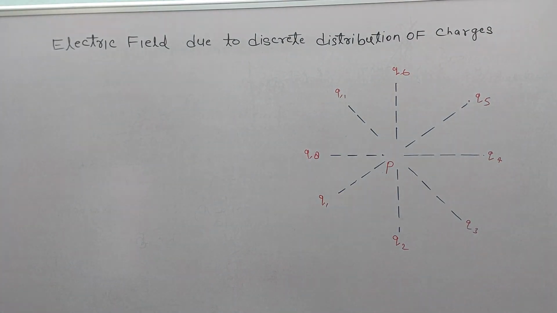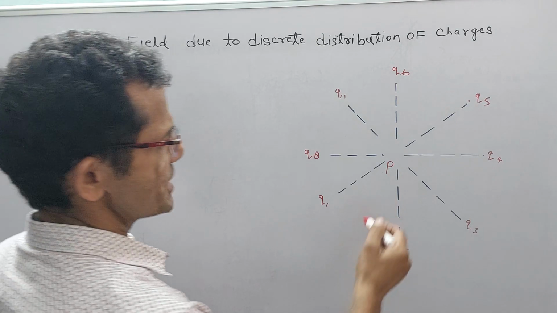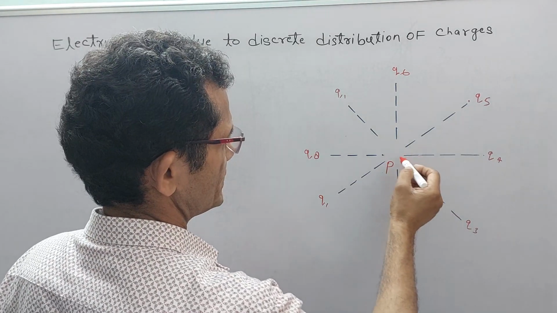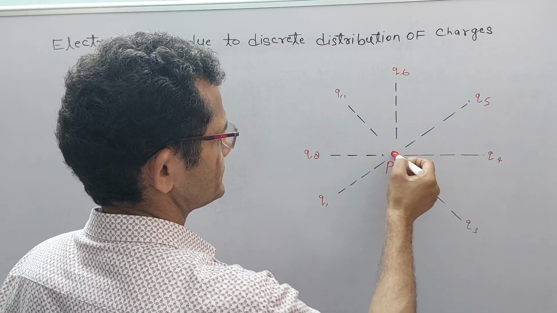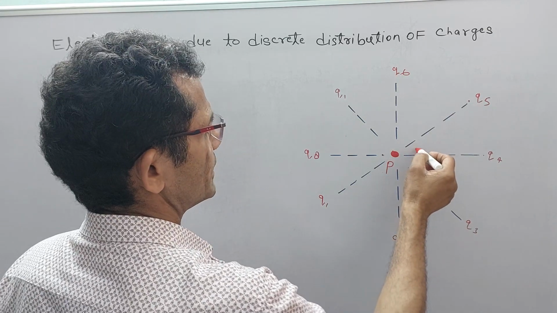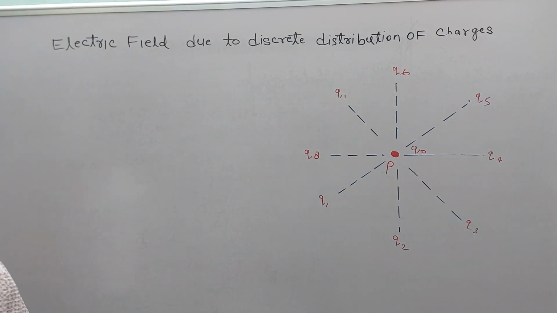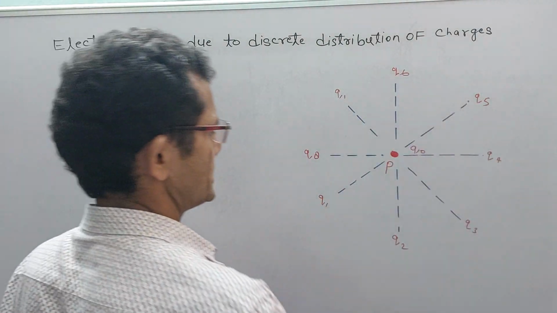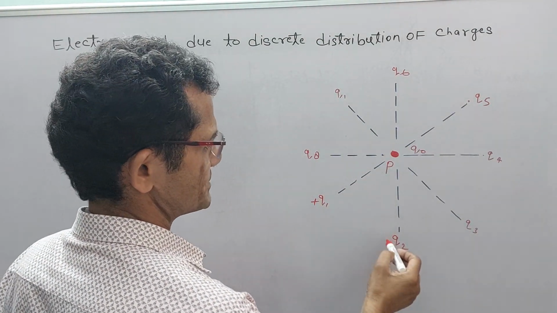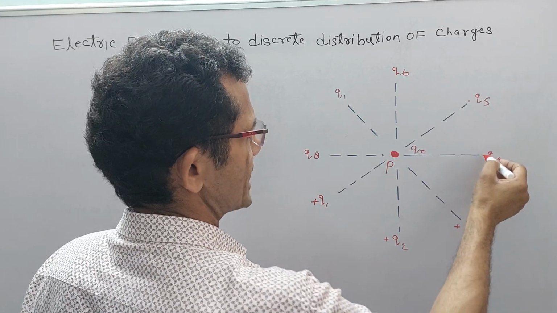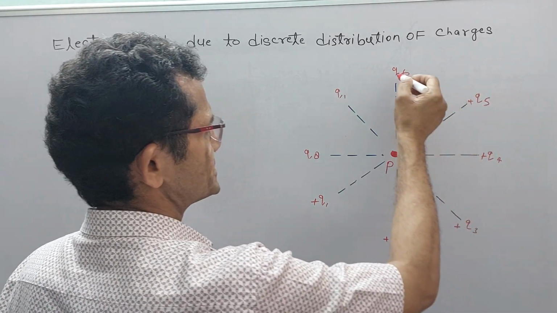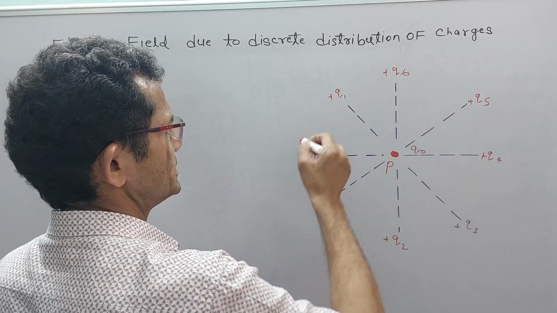Let us place a test charge Q0 at the point P. Suppose all these are positive charges. Then the electric fields due to the positive charges would be away from the charge.